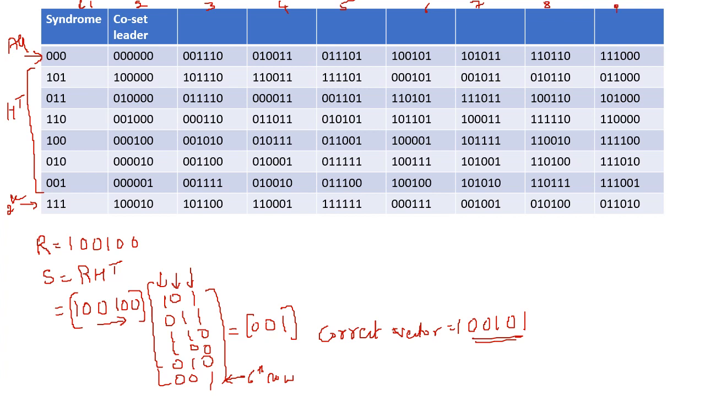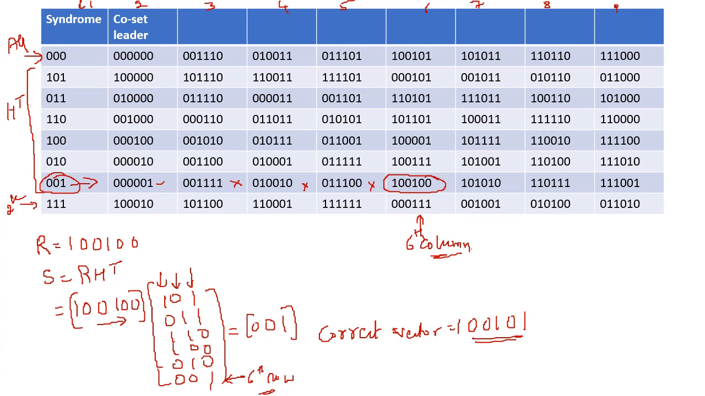Now when we do S is equal to R into H transpose, we got the sixth row. So in the table we go along this particular 0 0 1 row, and we see where that received vector is. Is it present in the first or second column? No. Third column? No. Fourth column? No. Fifth column? No. The sixth column is the received vector, so it is present in the sixth column, and we see that this is an error received vector.